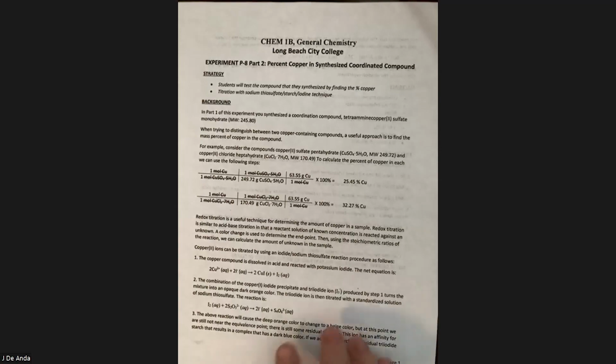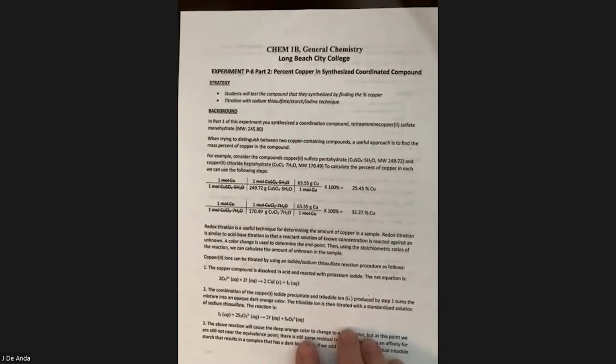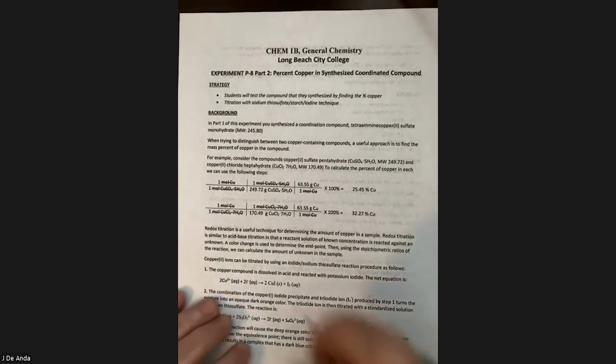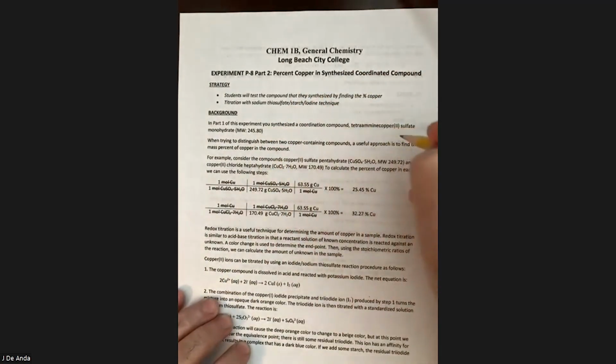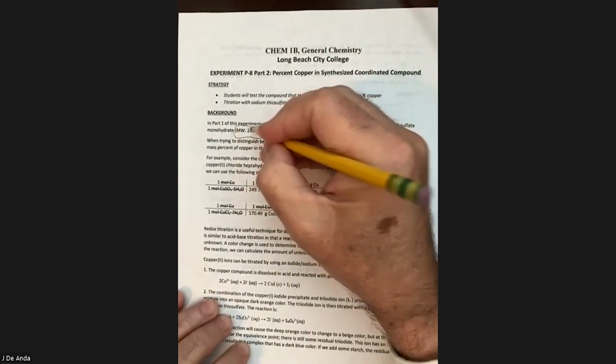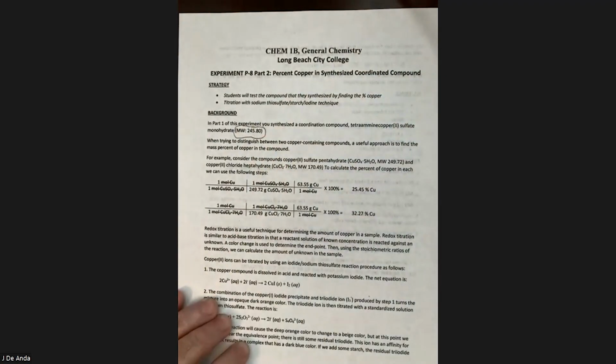Let me do some manipulations here for a moment, please. Okay, so this is the procedures set that you just did, and I'm going to show you a few items. First of all, take note that the compound you synthesized, tetraammine copper 2 sulfate monohydrate, has a molar mass or molecular weight of 245.80 grams per mole. And over here, we have given you a couple of examples of how to calculate the percent of copper in a compound. So that may be one of the first things that we'll do.